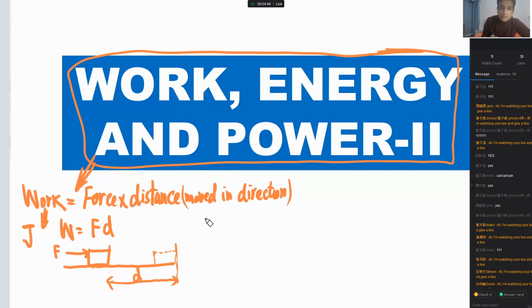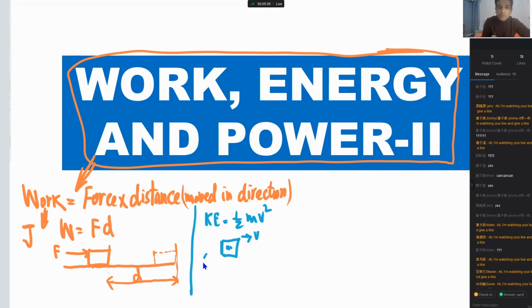Next thing you need to understand is kinetic energy. How we can calculate kinetic energy. This is equal to 1/2 mv squared. So simply you can imagine that if you have mass m and the speed of this one is v, so this is kinetic energy, 1/2 mv squared.